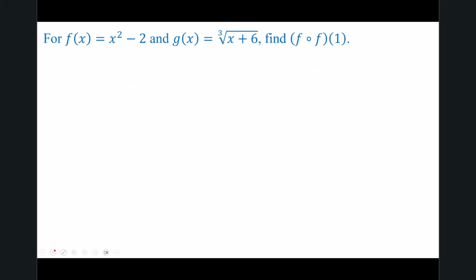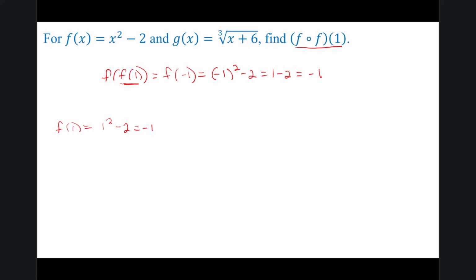For f of x equals x squared minus 2, and g of x equals the cube root of x plus 6, find f of f of 1. So what does that mean? First of all, that's our inside function, f of 1. So f of 1 is 1 squared minus 2, or negative 1. So now I'm going to substitute that back into f. So f of negative 1 is negative 1 squared minus 2, or 1 minus 2, which is negative 1.